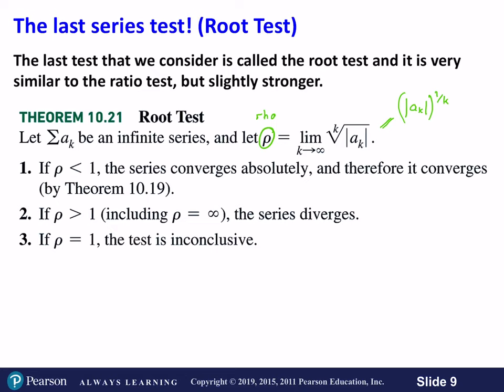And then if rho is less than 1, so the conclusions are as follows. If rho is less than 1, the series converges absolutely, and therefore it converges. If rho is greater than 1, then the series diverges, and if rho is equal to 1, then the root test is inconclusive. These are exactly the same as the ratio test, just with rho instead of r, and we define it to be different. So that's helpful because it's the same general idea.